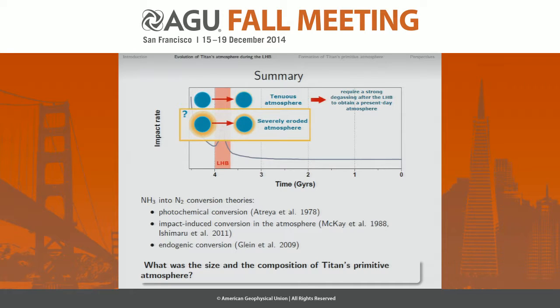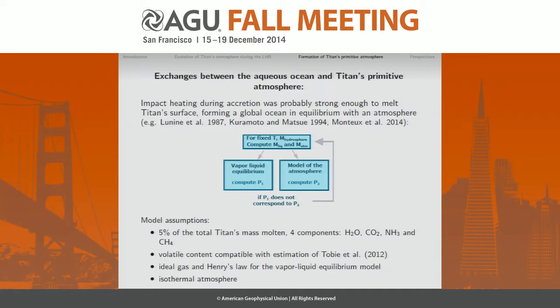In the second study, we decided to focus on the pre-LHB atmosphere on Titan, so the atmosphere at the end of the accretion, and to investigate its size and composition to see if the conditions meet those that are favorable to one of these conversions. We suppose that the impact heating during the accretion was probably strong enough to melt Titan's surface, so we obtained a water ocean in equilibrium with the atmosphere. To model the exchange between this water ocean and Titan's primitive atmosphere, we use this model.